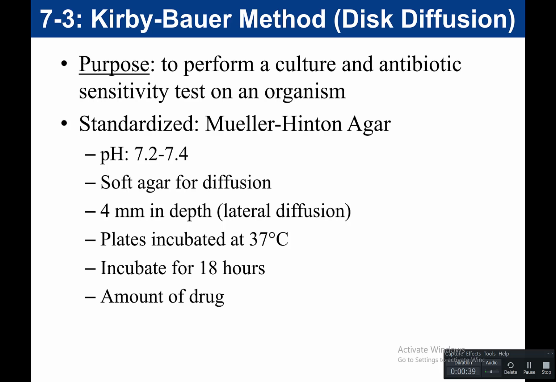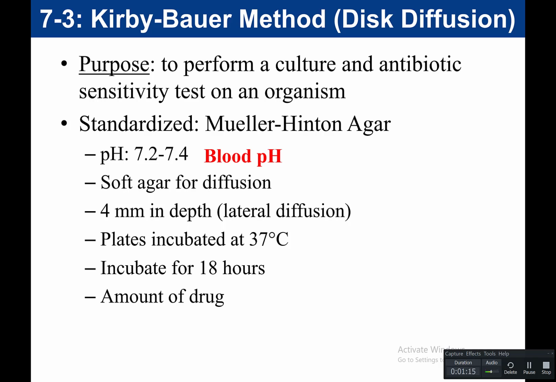When we do this test, it is what we call standardized, and this is going to use Mueller-Hinton agar. This Mueller-Hinton agar is standardized in several ways, meaning that in order for the results to be meaningful, we need to have consistency when doing this test. The first is that the pH of this agar needs to be between 7.2 and 7.4. And the reason for that is the pH of blood.